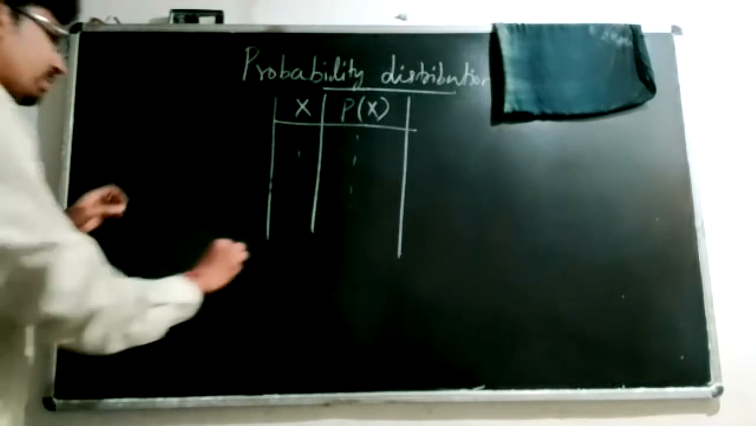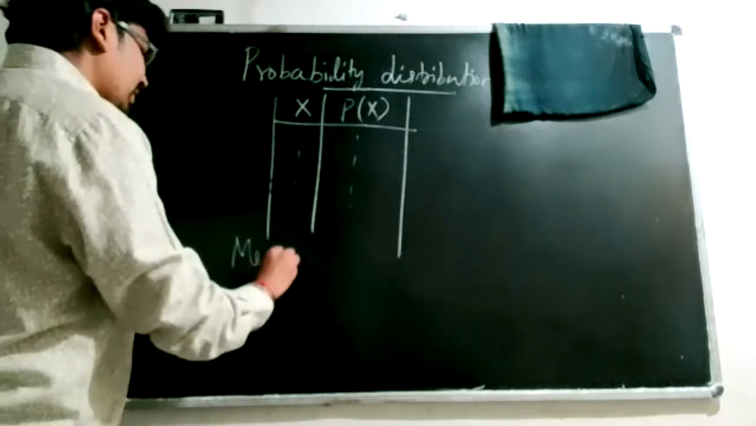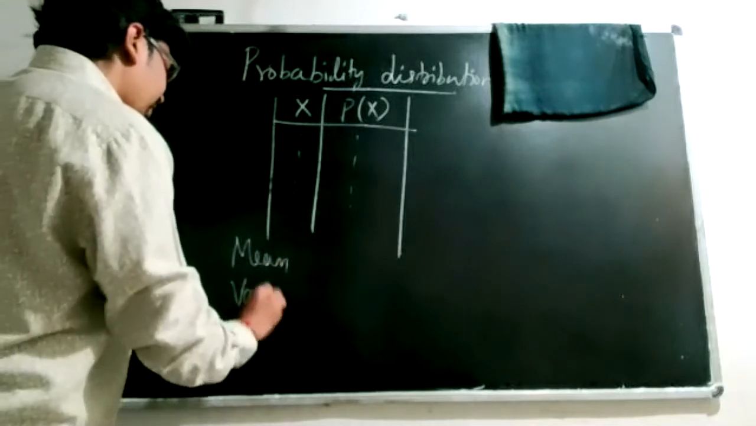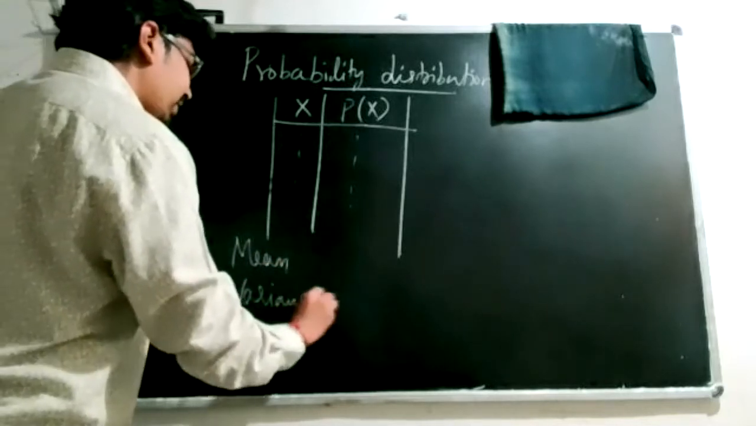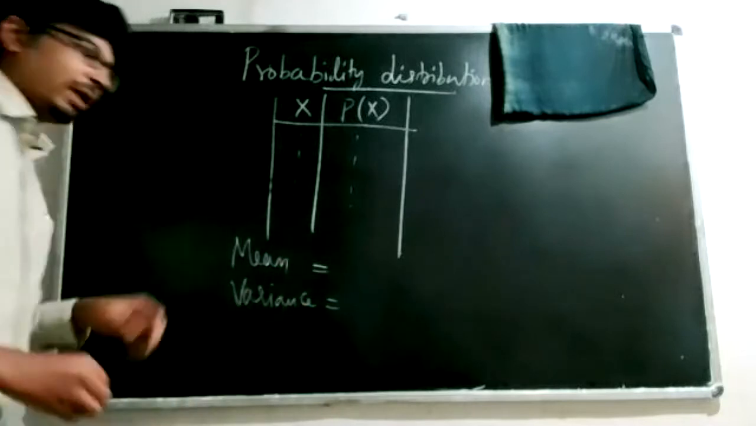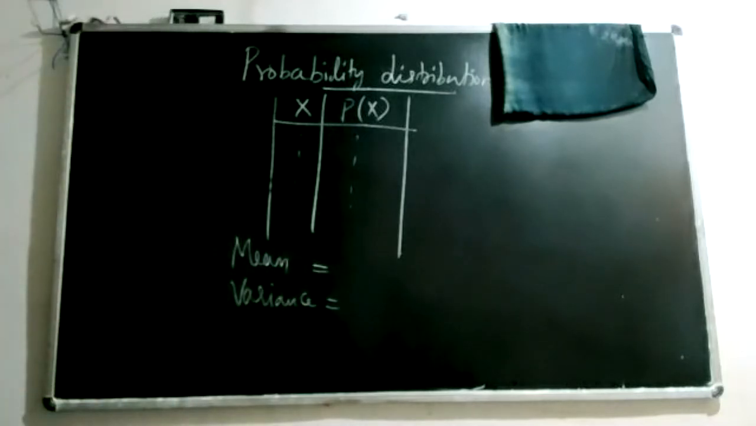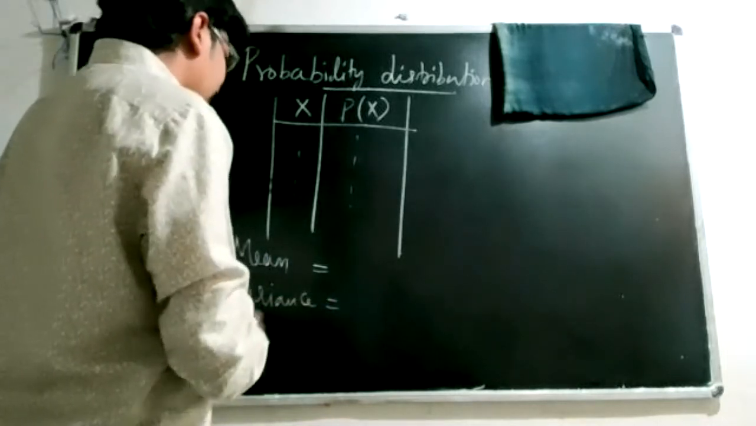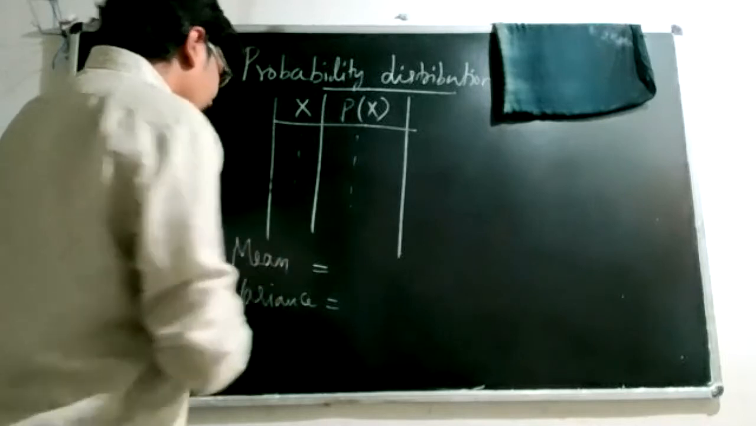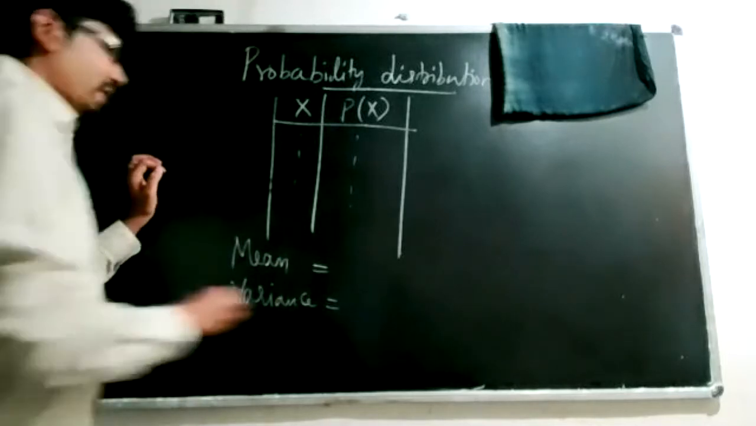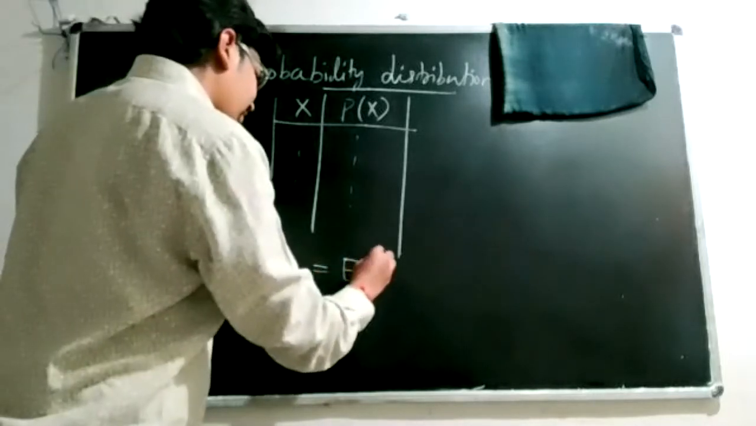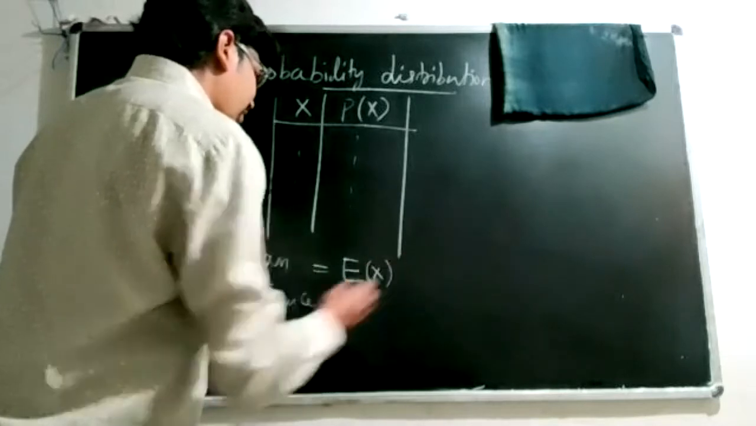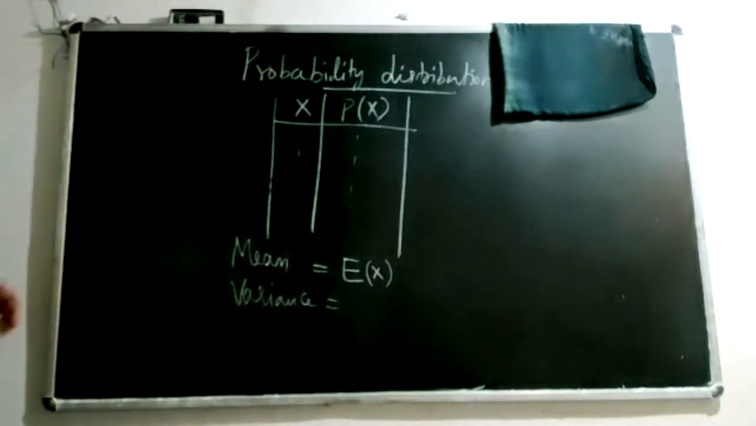And as we talk about mean and variance for a frequency distribution, even for a probability distribution we can talk about mean, variance, median, mode, and all the measures of central tendency, dispersion, skewness, kurtosis, etc. But we'll just concentrate on these two measures, mean and variance. And here we denote it by a special symbol E, where E stands for expectation.